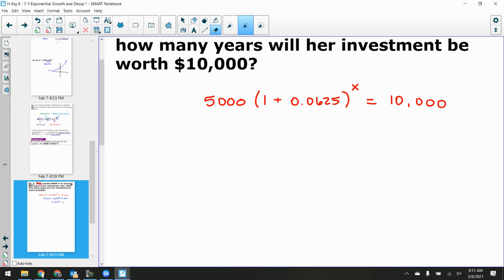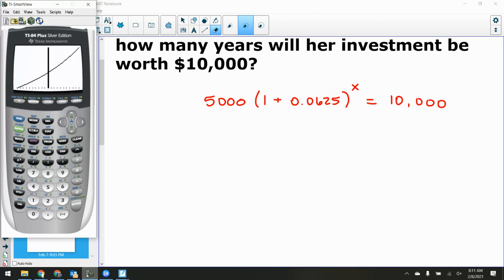But what we can do is put it into our calculators. So let's go into our y equals and say, okay, I've got $5,000 in my account, growing at a rate of 6.25%, so 1.0625. Yeah, you could write in the full 1 plus 0.0625 if you wanted to, raised to the x power. And then my second y value is going to be 10,000.